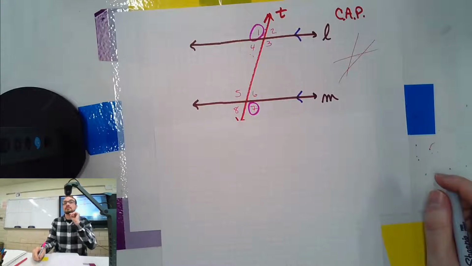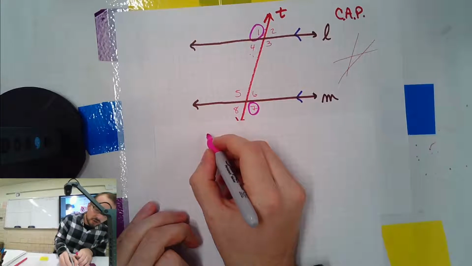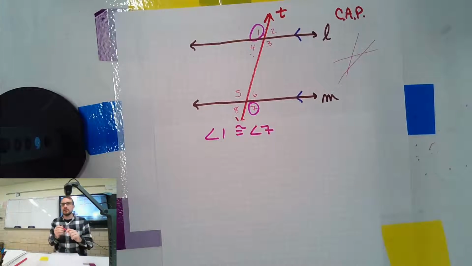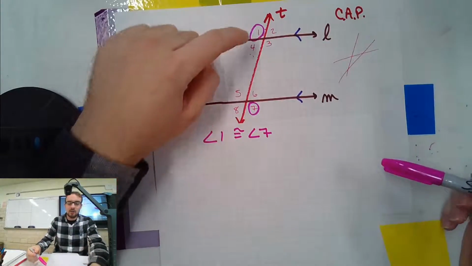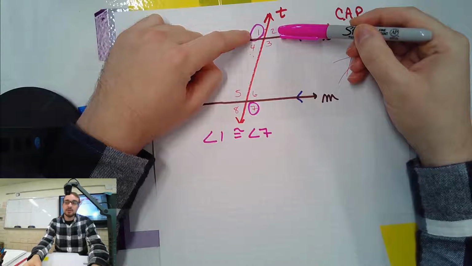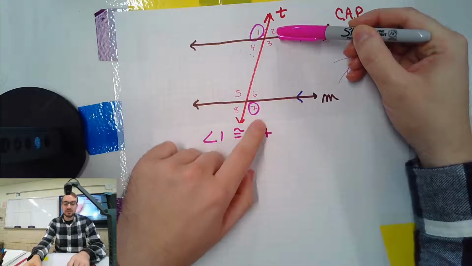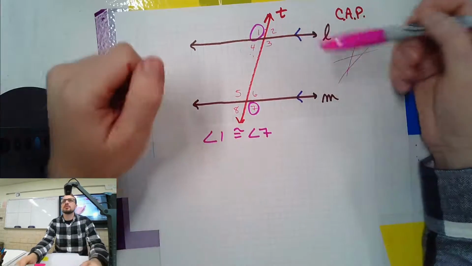All right. So 1 and 7. We're going to prove that they're congruent. That's our goal, right? Now, will they be congruent? Let's double check, right? I know 1 and 2 are a linear pair. That means they're supplementary, right? Isn't 2 the same thing as 7? So they should be supplementary, right?